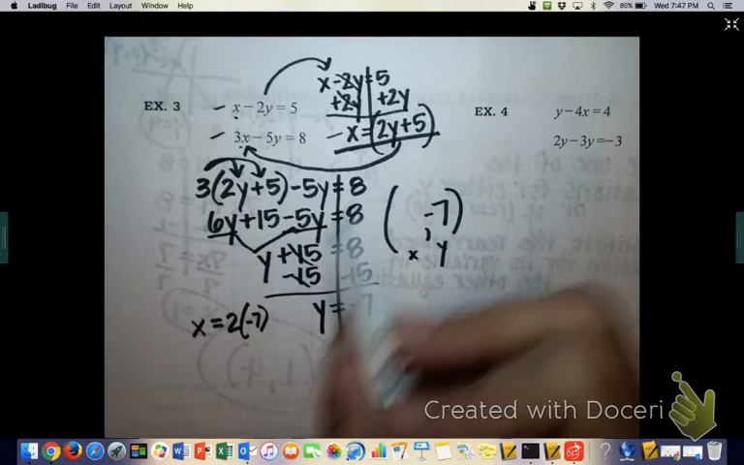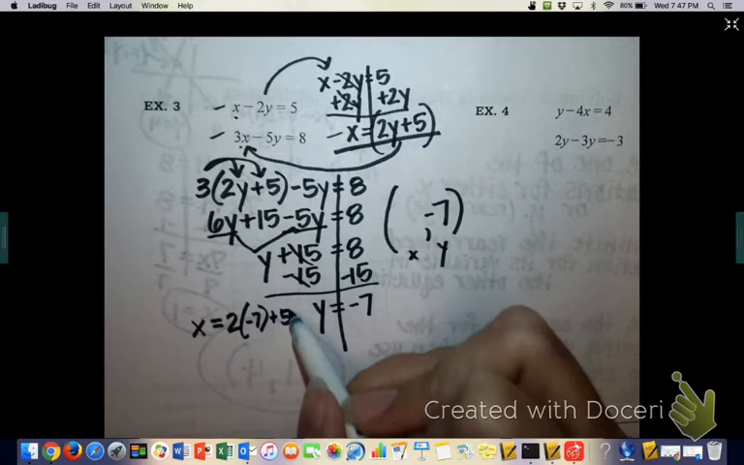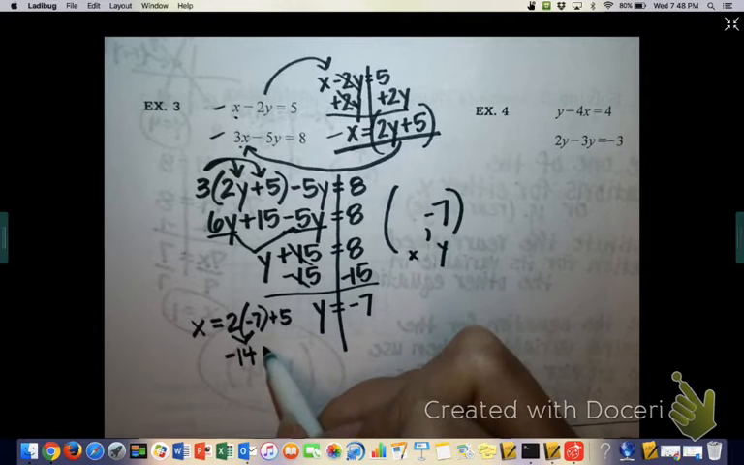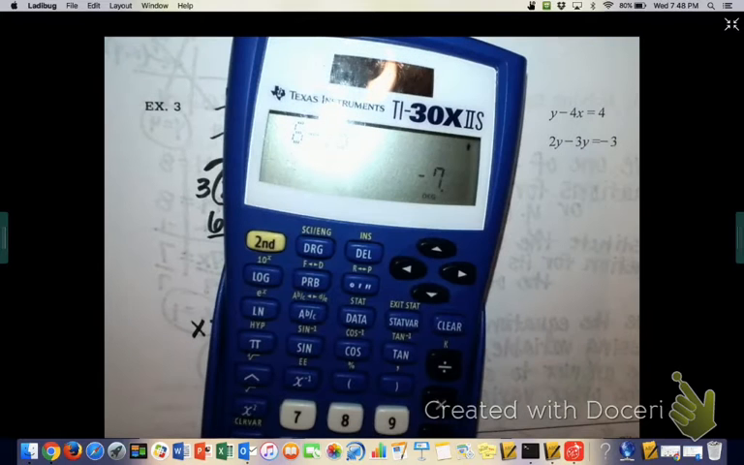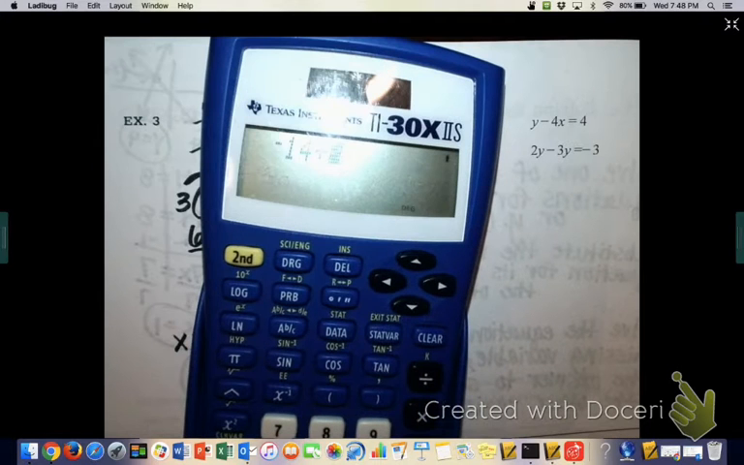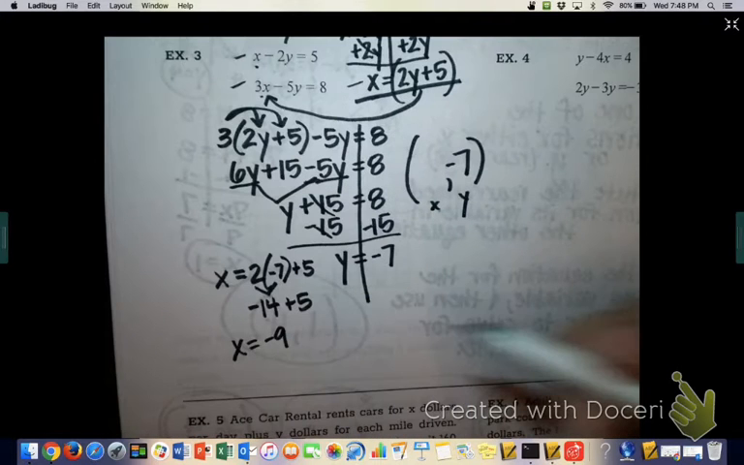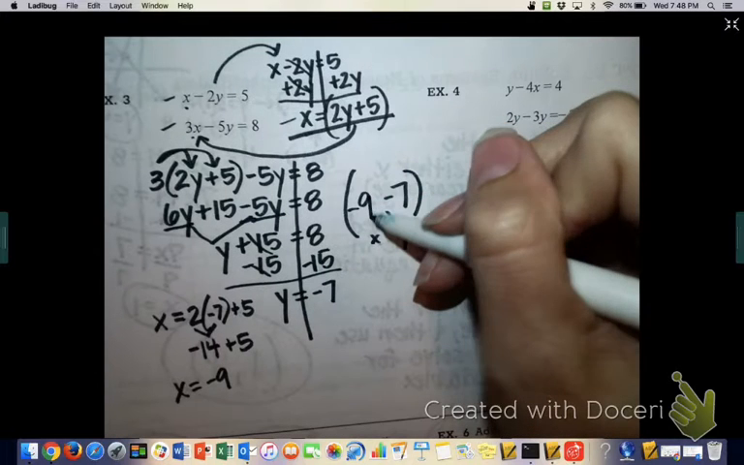All right, so 2 times negative 7 is negative 14 plus 5. Negative 14 plus 5, excuse me, is negative 9. All right, so x equals negative 9. All right, so our answer is negative 9, comma, negative 7.